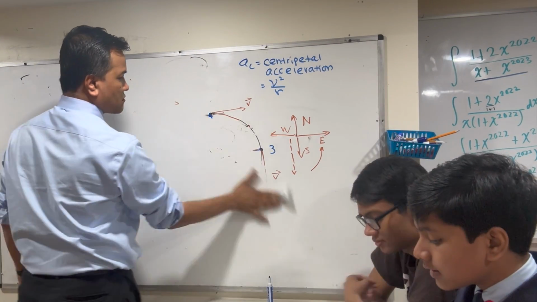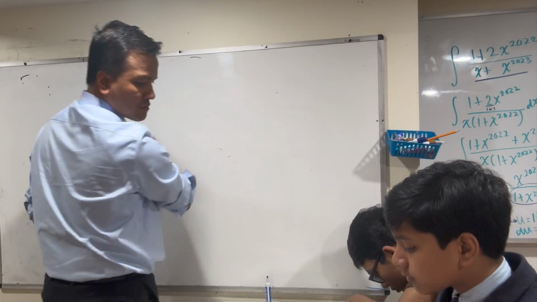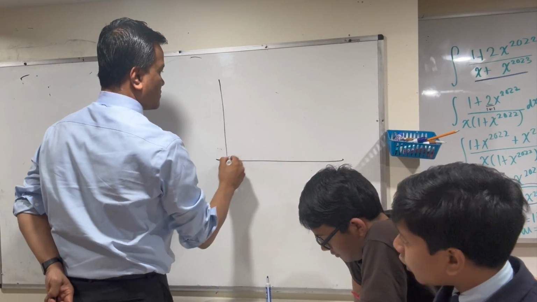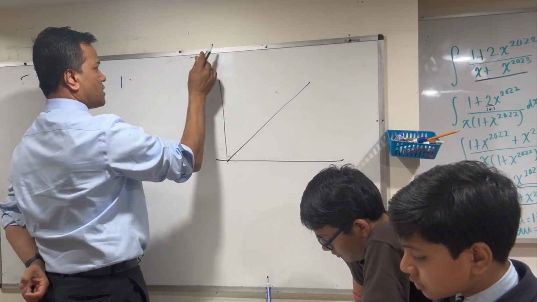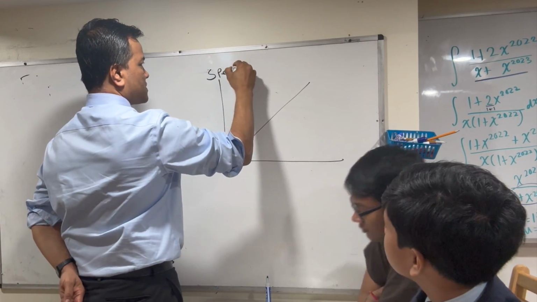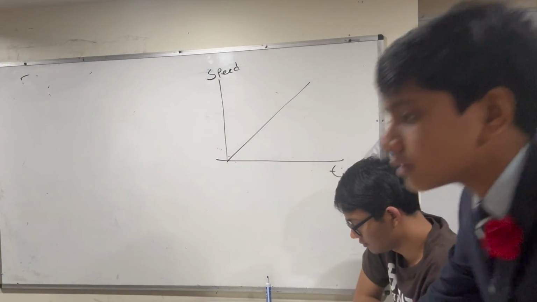The graph below represents the speed of a ball rolling down a straight incline as a function of time. So first of all, what is the graph? Speed versus time. Should I draw it? Yeah, if you really want.